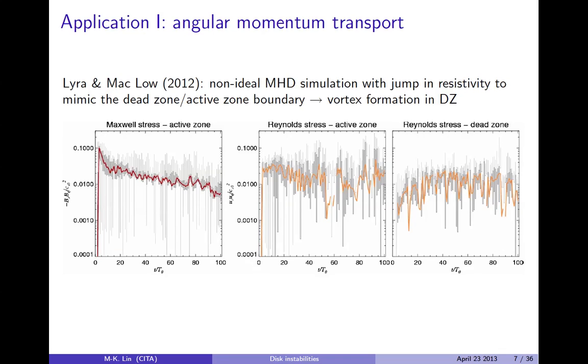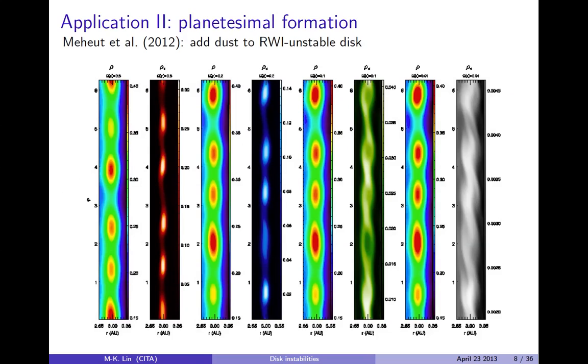Now the second application, and maybe this is the application which is attracting more attention, is planetesimal formation. These are, again, simulations done by Heloise Mayhew, and what she did was she took an RWI unstable disk, so the disk becomes Rossby unstable, you form vortices, and then she added dust to the system, just to see what happens.